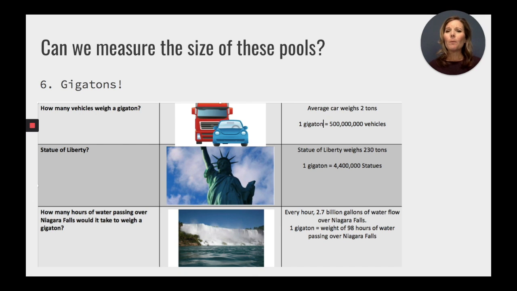So how big are all of these pools of carbon though? If we had to put a measure on that, it's hard to imagine how much that is. And in fact, we're going to use a source of measurement that's probably very different to you, and that's a gigaton. So let's stop and think about how much is a gigaton. If I had to think about how many vehicles weigh a gigaton, it would take about 500 million vehicles to be the equivalent of 1 gigaton.